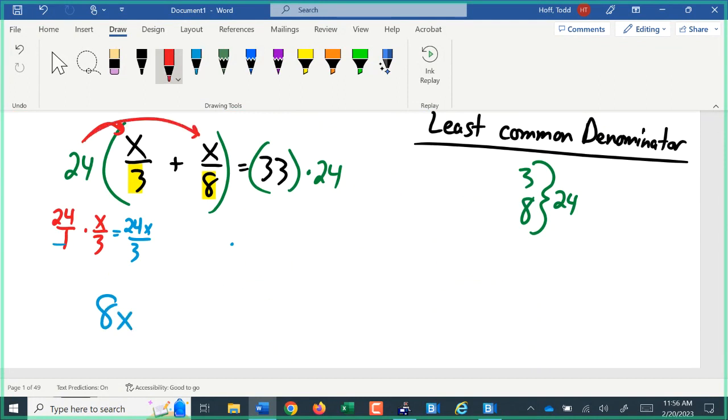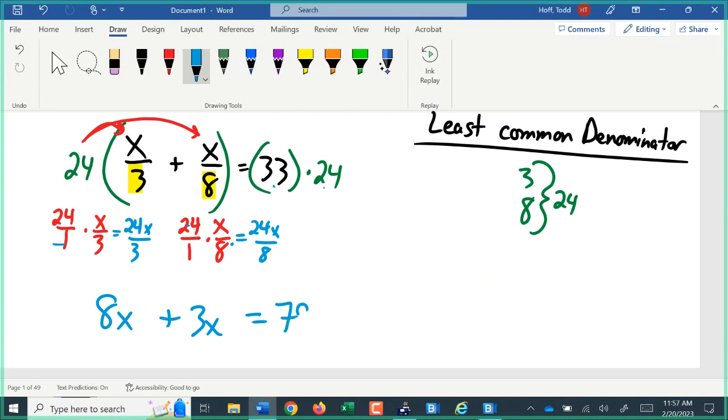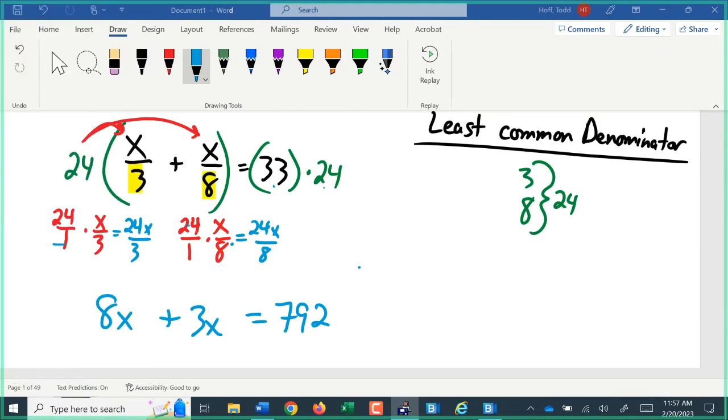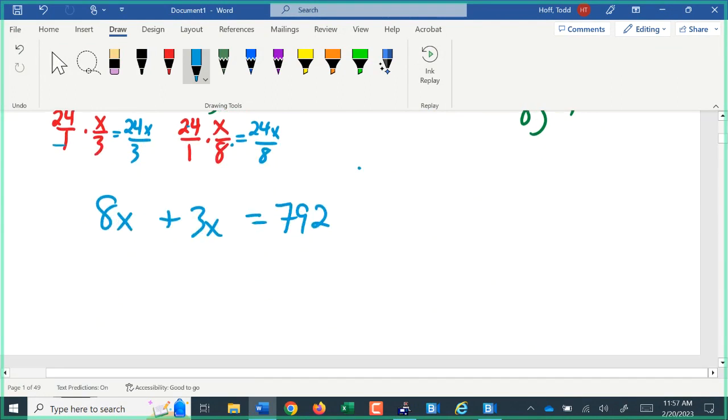Then we have 24 times x/8. So again, we write it as 24/1 times x/8. 24 times x is 24x. 1 times 8 is 8. 24x divided by 8 is 3x. Equals, well, over here we have 33 times 24, which comes out to be 792, I believe. Let me double check that. 792 is correct.